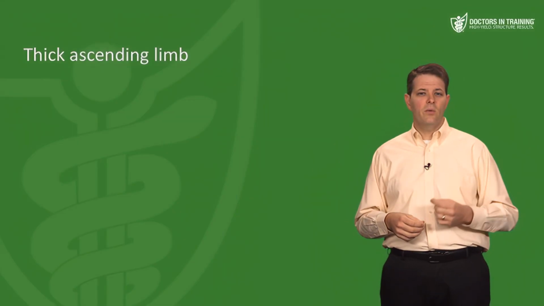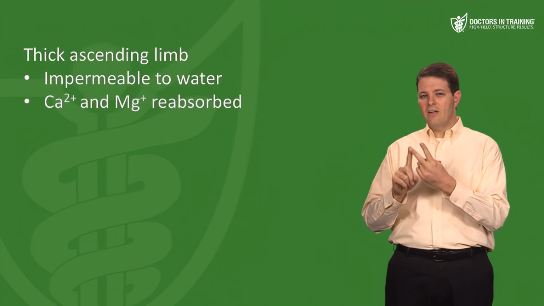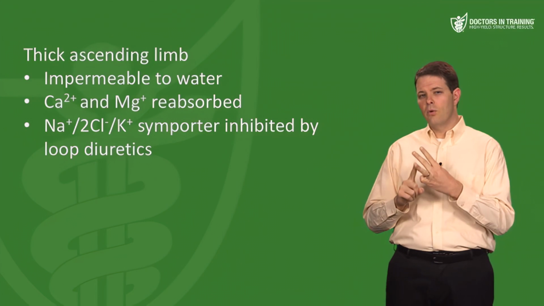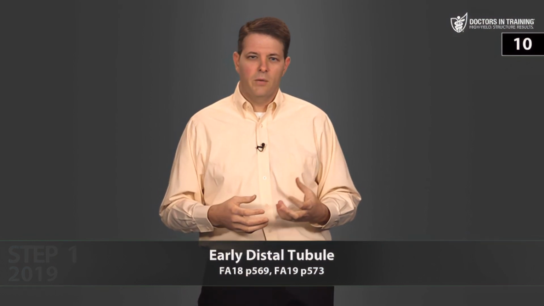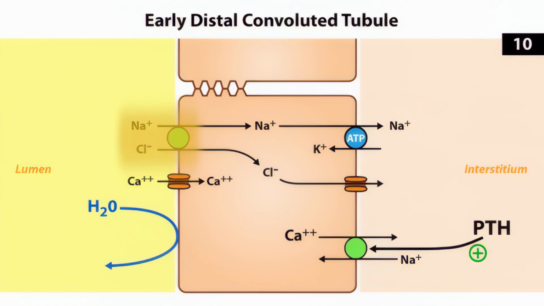So again, the 3 things I want you to know about the thick ascending limb. It's impermeable to water, calcium and magnesium are reabsorbed here, and the sodium chloride potassium symporter is inhibited by loop diuretics. Now, once the filtrate leaves the loop of Henle, it enters the distal convoluted tubule. And here we have to talk about the early part of the distal tubule and the late distal tubule. In the early distal tubule, there's active reabsorption of sodium and chloride.